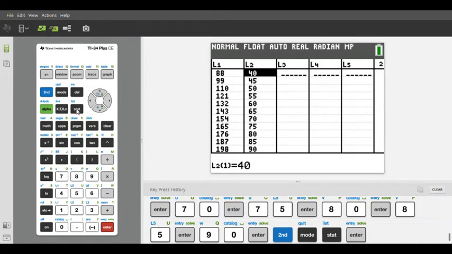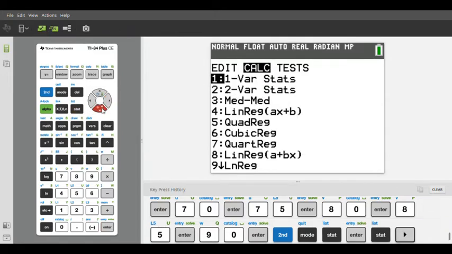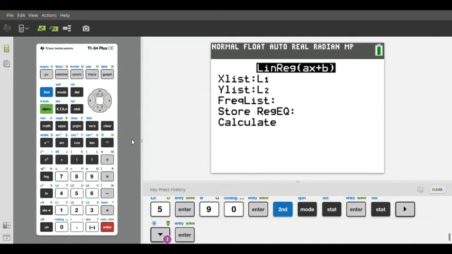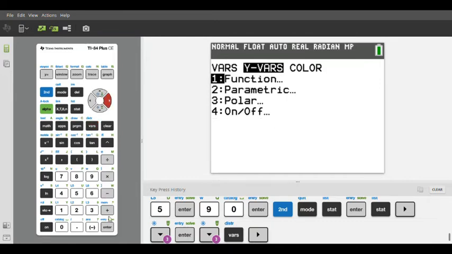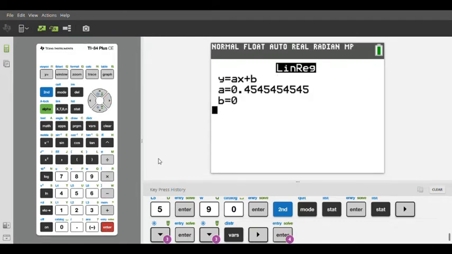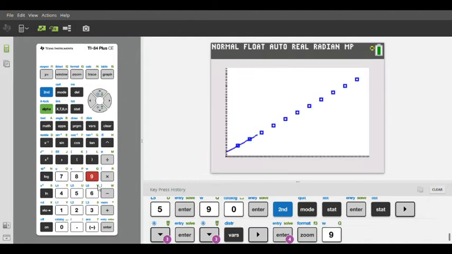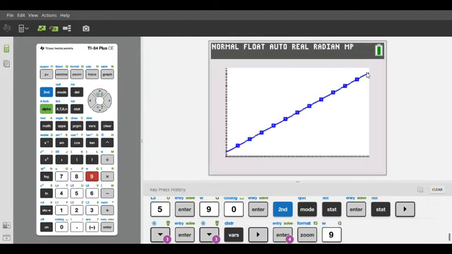Alright, now we're going to go Stat, Calc, Linear Regression. We know a line fits it perfectly, so we should be able to find the perfect line for this. I'm going to store it in Y1, and then I'm going to calculate it. So what we get here is y equals 0.45 repeating x plus b. If I go over here, hit Zoom, Stat, you can see the line goes perfectly through all those points.